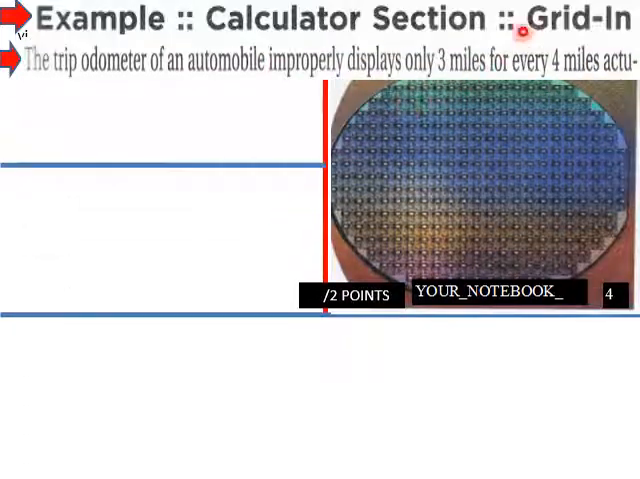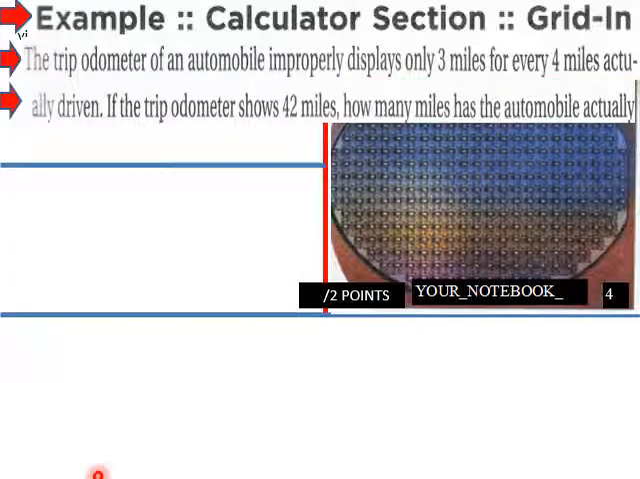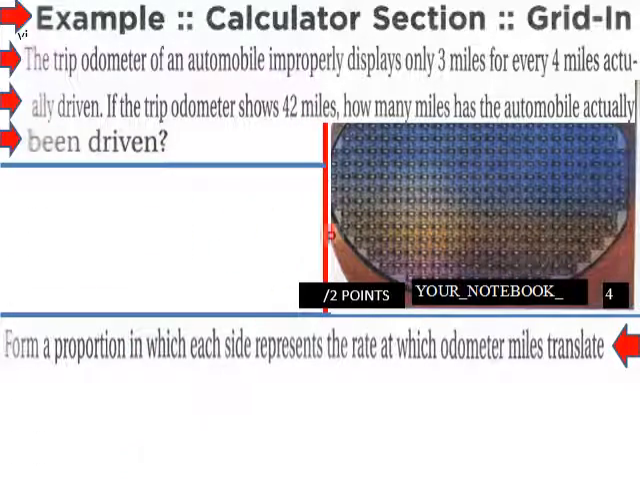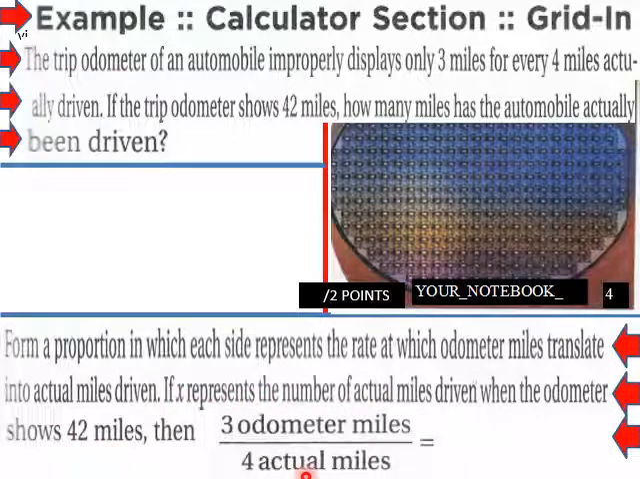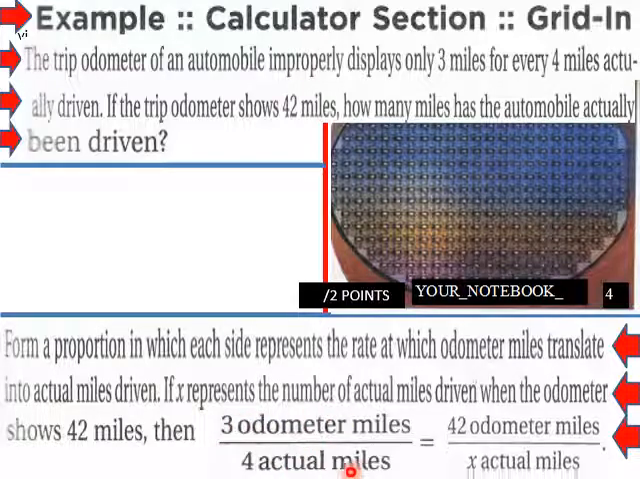Example, calc section, grid in. The trip odometer of an automobile properly displays only 3 miles for every 4 miles actually driven. If the trip odometer shows 42, how many miles has the automobile actually been driven? So it forms a proportion for the actual miles driven. If x represents the number of actual miles driven, when the odometer shows 42, then 3 odometer miles equal 4 actual miles. So we have 42 odometer miles equals x actual miles.